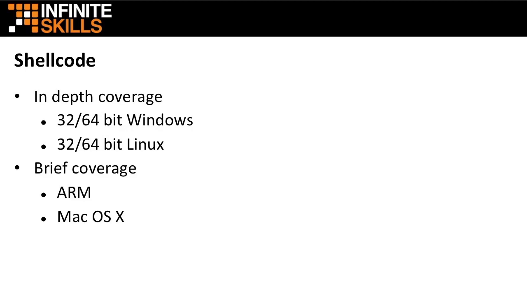We will talk in depth about creating shellcode. Shellcode is the payload. So once you've found a vulnerability and you've determined that you can exploit it, you want to deliver some code to be run on the victim machine. That's called shellcode. So we're going to talk in depth about developing shellcode for 32 and 64-bit Windows and Linux. And we will also briefly cover the ARM platform and Mac OS X.